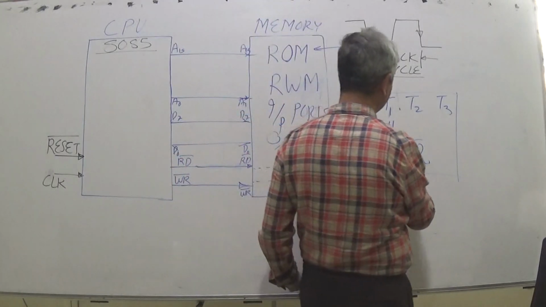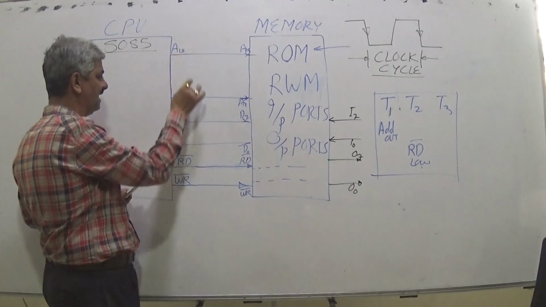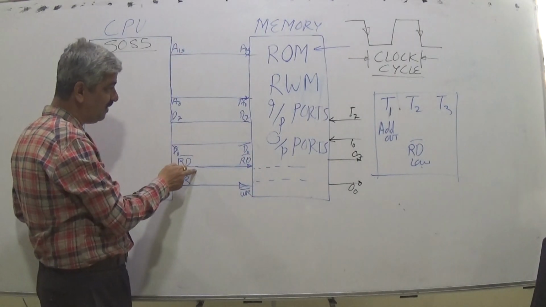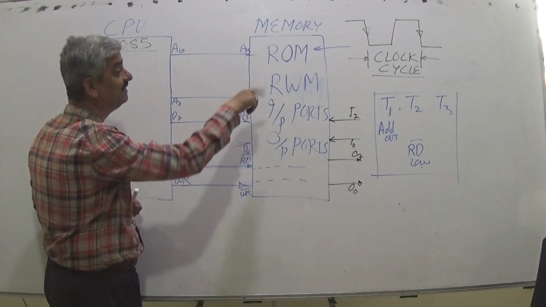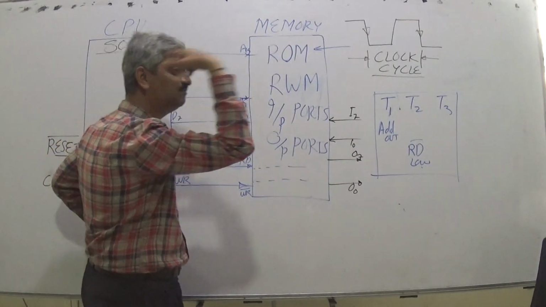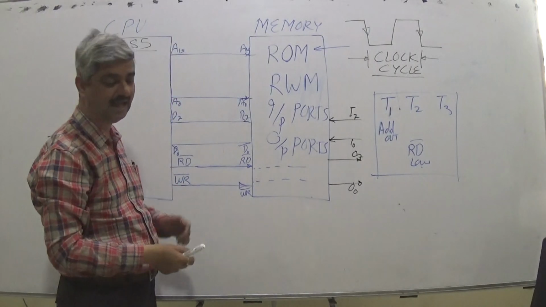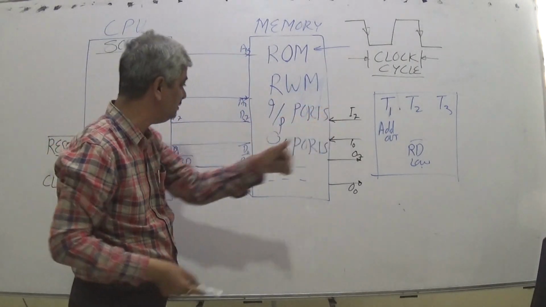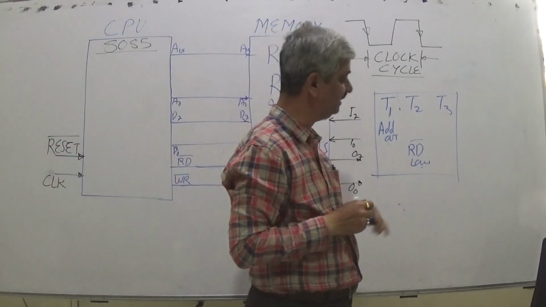So it puts the address, it puts read bar. So the microprocessor outputs the address, the microprocessor activates read bar. When the microprocessor outputs the address and activates read bar, that time the external memory interface will select the corresponding location and will put the data stored in that location on the data lines, which the microprocessor will read, right? So it is a read cycle.